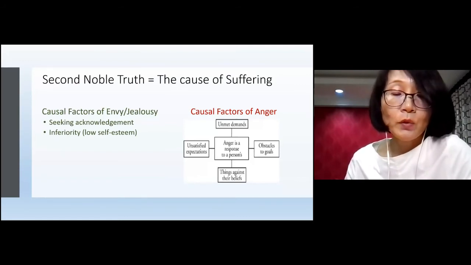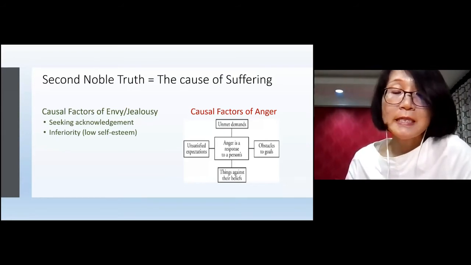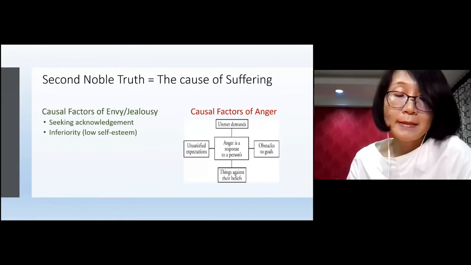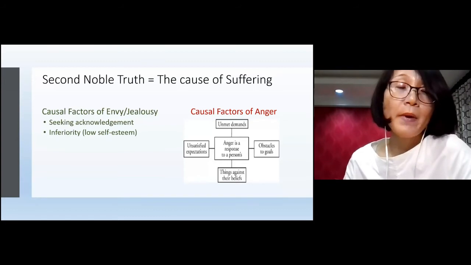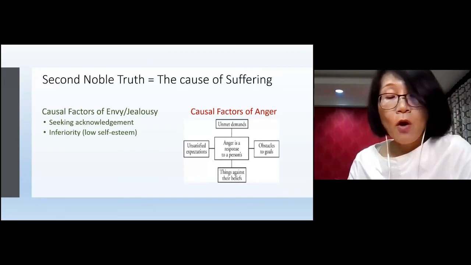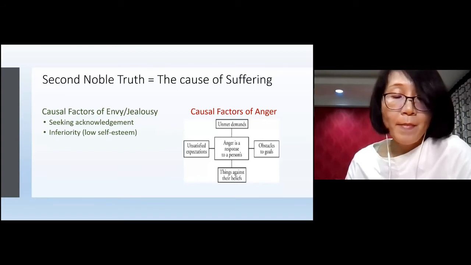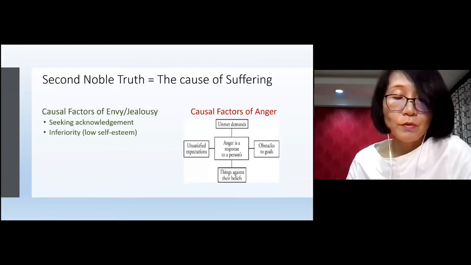I'm certain by now you would agree that when a person is envious or jealous, he or she is essentially seeking some form of recognition for his or her existence. And behind the envy or jealousy is the self-perception of not being enough, inferior compared to another. Now, causal factors of anger, as you can see from this diagram, are unmet needs, dissatisfactions, obstacles to goals.